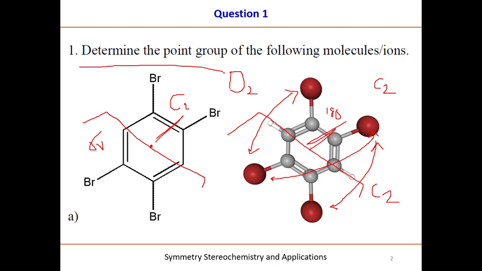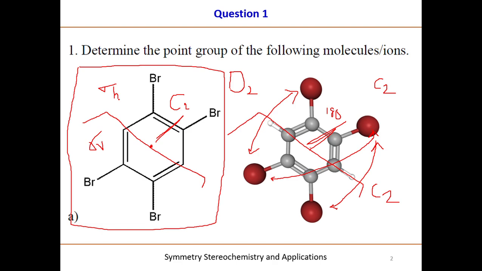Now you can see here we have a horizontal plane also. If we pass a plane between these atoms in a horizontal way, like this, then all the atoms will be cut into two parts and it will become the same as it is. The molecule is looking the same, that means it will become an indistinguishable image. That plane is perpendicular to the principal axis. That means it is a sigma h plane.